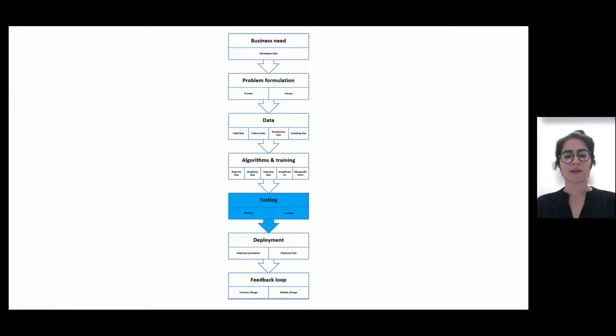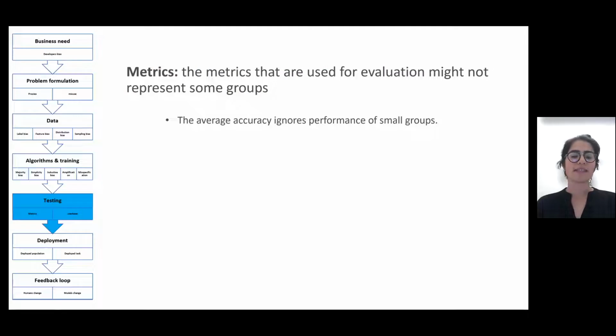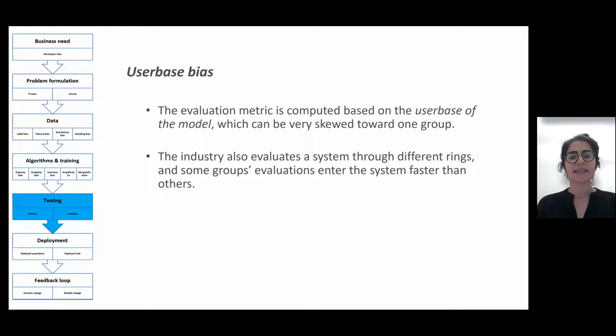Now I'm going to talk about testing. For testing, the first thing is the metrics that we are using, and what these metrics are representing. Usually the metrics that are used for evaluation might not represent some groups. For example, the well-known average accuracy might ignore the performance on small groups. The second thing to think about is user-based bias. Whatever evaluation metric you have, it is computed based on the user base of the model, which can be very skewed toward one group.